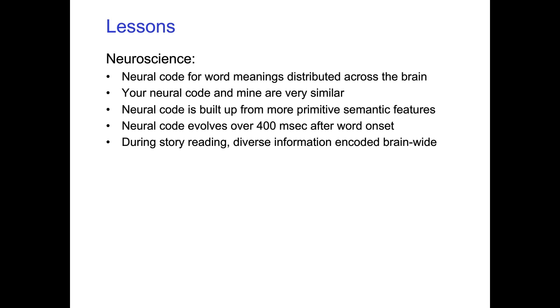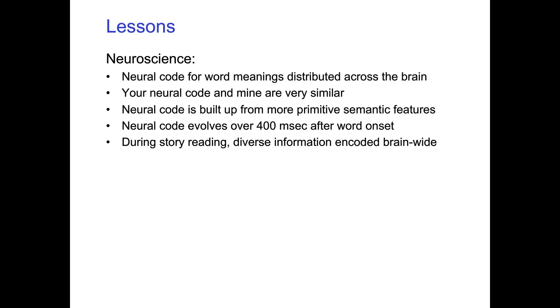So that's what I mean by the statement that much of the neural activity that codes word meanings is grounded in the same sensory motor regions that you would use if you were to perceive or interact with these objects. We know that your neural code and mine are very similar. We said we could train a model on one person and use it successfully to decode what a second person was thinking. The neural code is built from more primitive semantic features. That's what several of these models are doing.